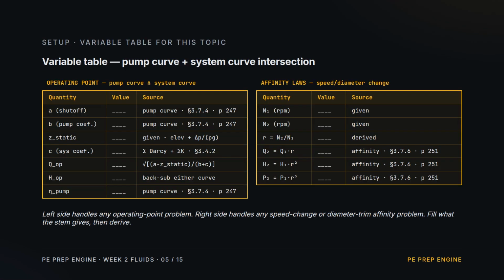Build the table before any algebra. Left column: operating point, shutoff head A, curve coefficient B, static lift Z static, system resistance C, then Q op, H op, and pump efficiency. Right column: affinity laws, the two speeds, the speed ratio R, and the outputs Q2, H2, and P2. Fill what the stem gives, derive the rest.